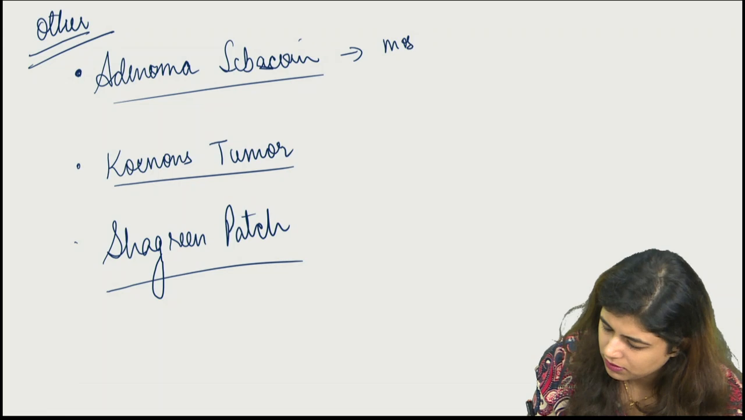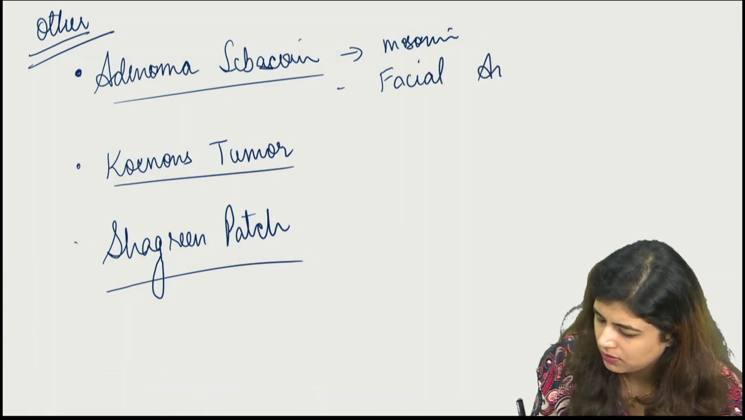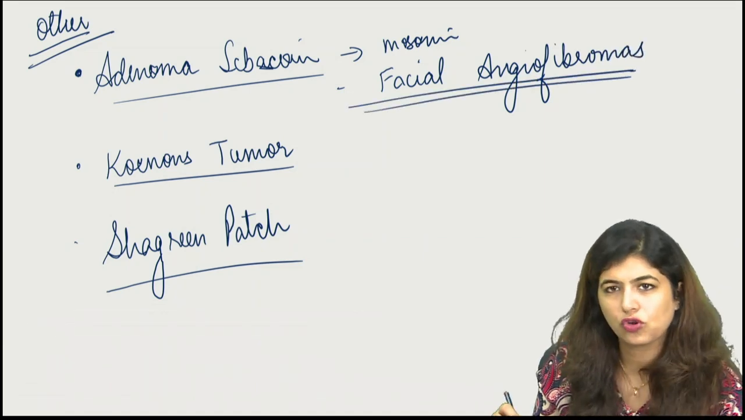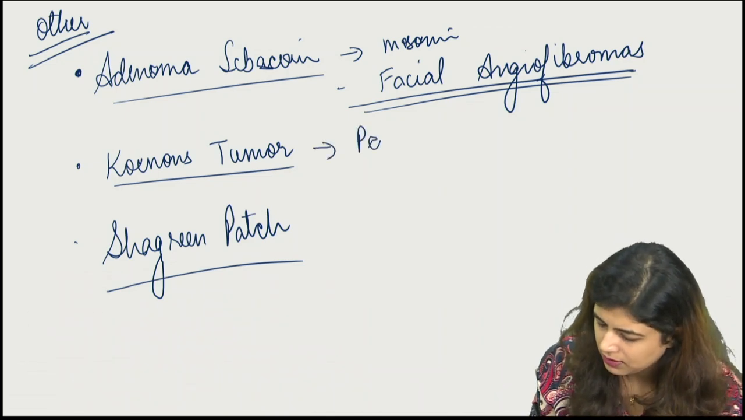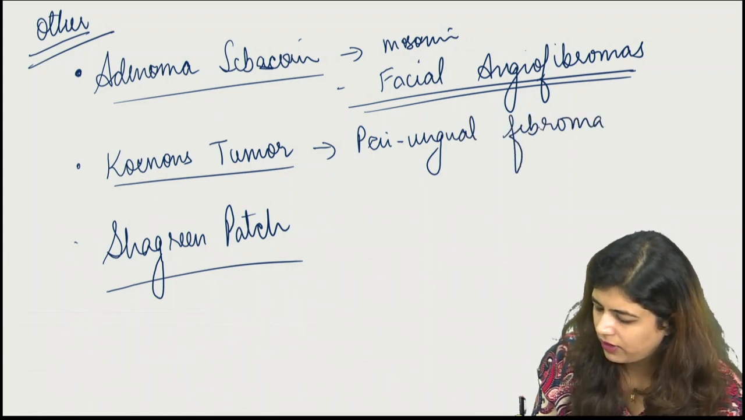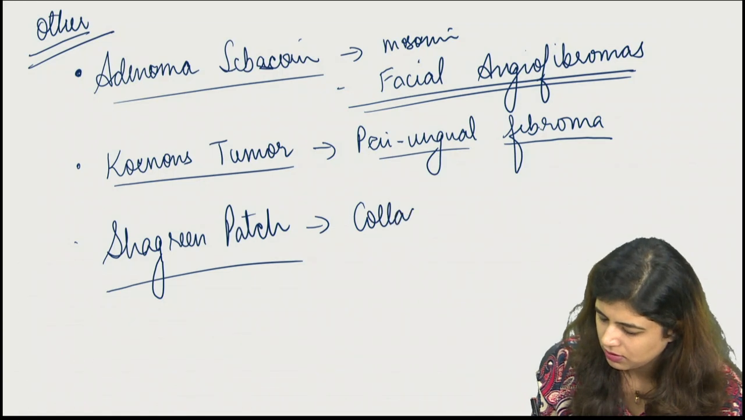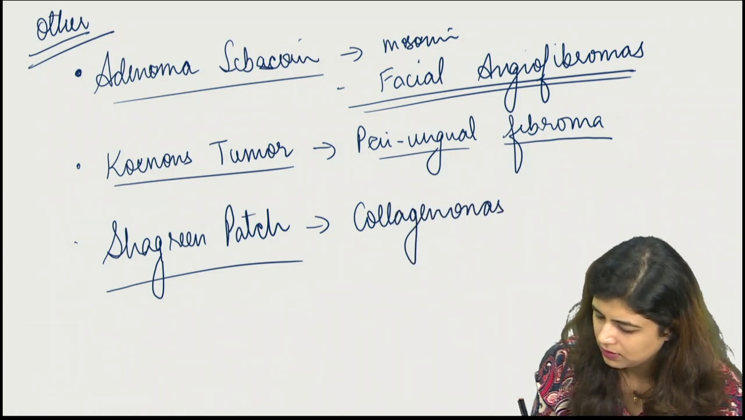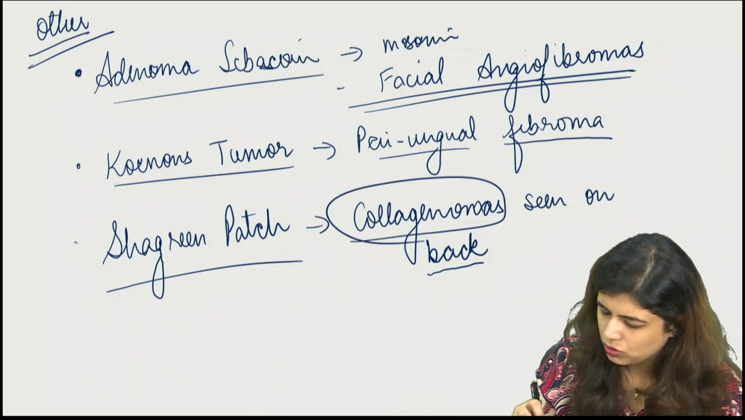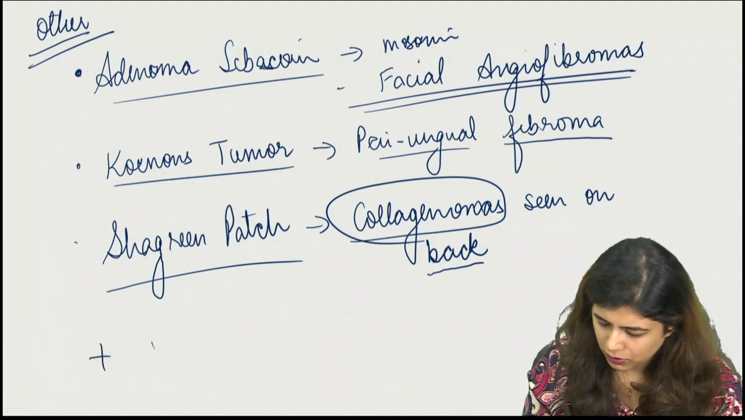This is actually a misnomer. It has no connection with sebaceous glands. These are facial angiofibromas. So these are basically soft tissue tumors seen on the face. What are Koenen tumors? These are periungual fibromas. Again, soft tissue tumor seen around the nail fold. Shagreen patches are collagenomas seen on the back.